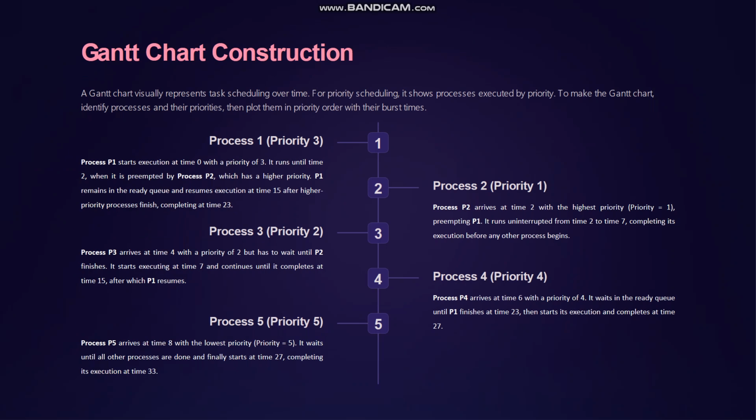P1 starts execution at time 0 with a priority of 3. It runs until 2, when it is preempted by process P2, which has a higher priority. P1 remains in the ready queue and resumes execution at time 15 after the higher priority processes finish, completing at time 23. Same for process 2, then process 3, after that process 4, and then process 5.